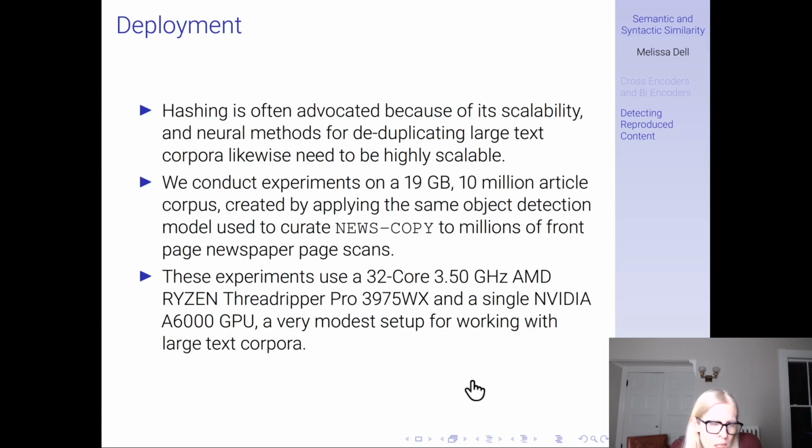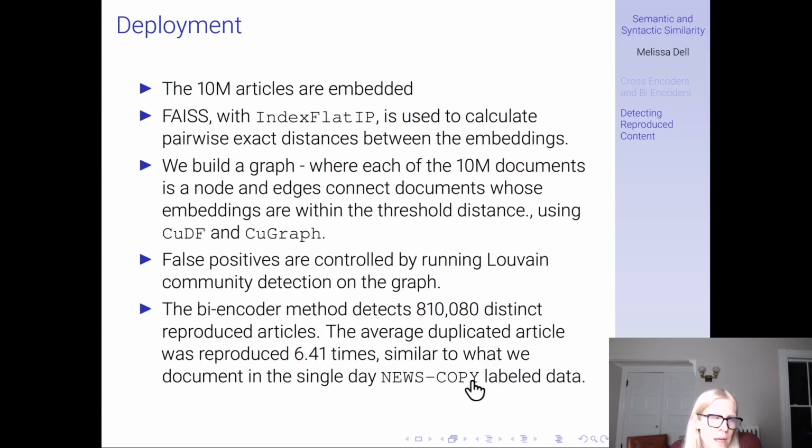These experiments use a reasonably powerful CPU and a single NVIDIA A6000 GPU card. So in the realm of working with text data, this is an incredibly modest setup. Okay, and so to deploy this, first of all, we need to embed the 10 million articles through our pre-trained model. That gives us a vector representation for each of these 10 million articles.